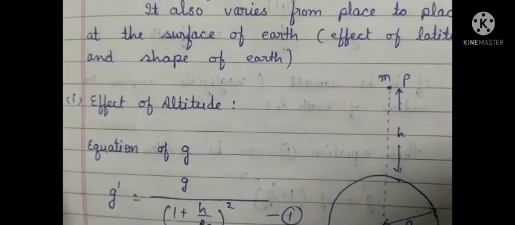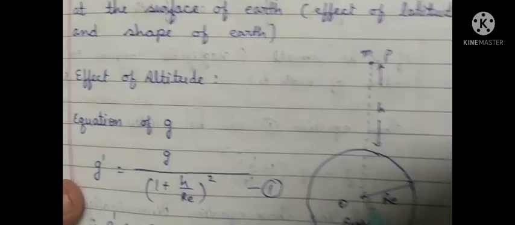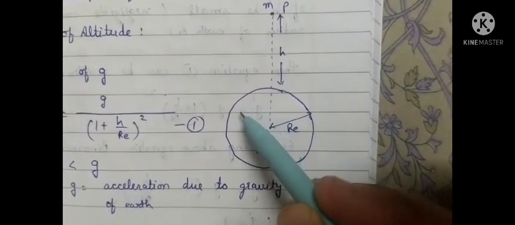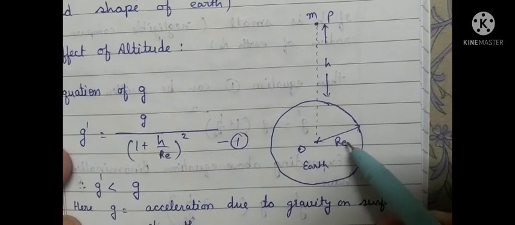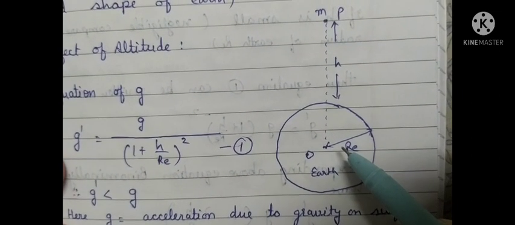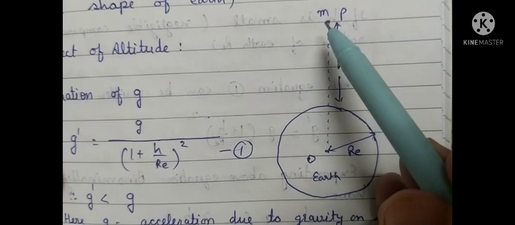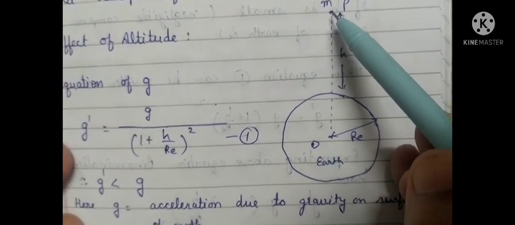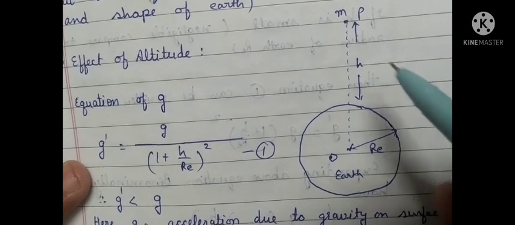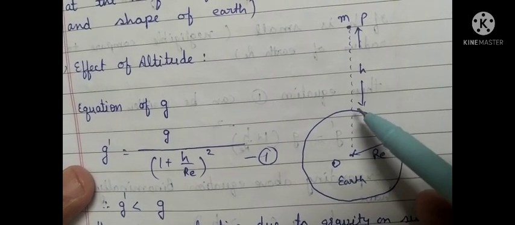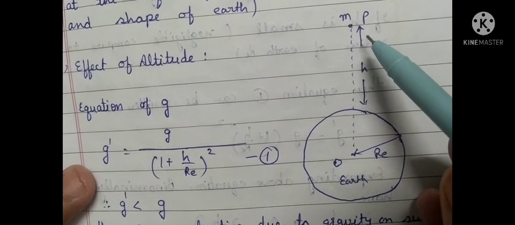First is effect of altitude. In the diagram here we have shown that, let this be earth, O be the center of the earth, RE be the radius of earth, and let M be an object which is placed at point P, which is at a height h from the surface of the earth.